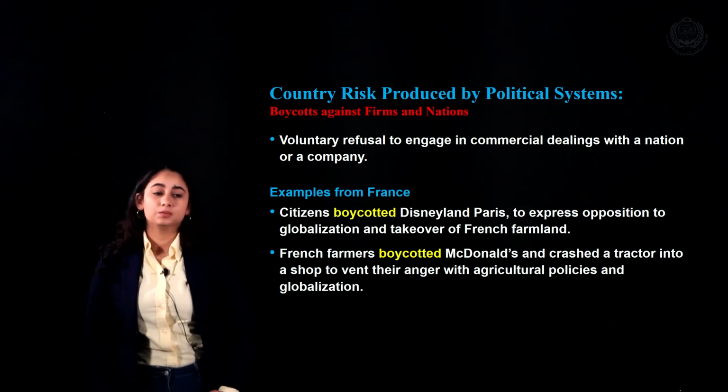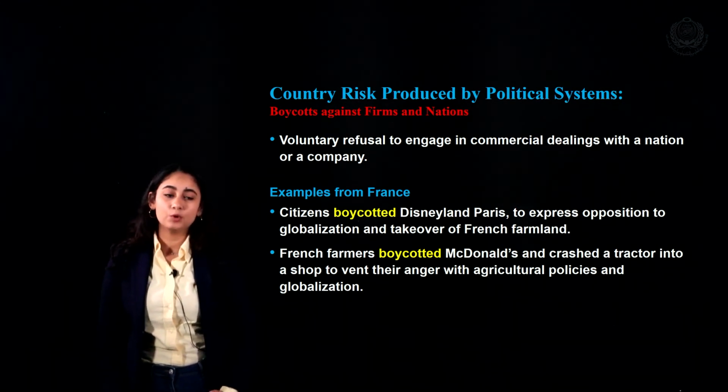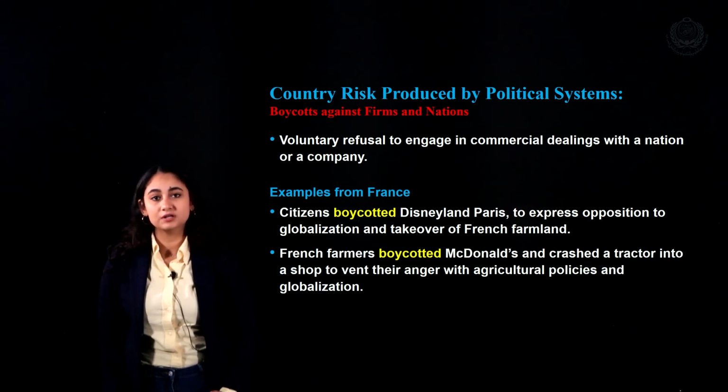Also, another country risk that could be produced by political systems is boycotts against firms and nations. Boycotts are usually done by the citizens of a certain nation. They are a voluntary refusal to engage in commercial dealings with a nation or a company.